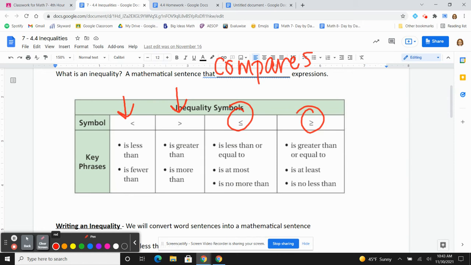Anyone remember what the line at the bottom means? Mia? What? Oh, never mind. I thought you were talking about equal. Never mind.